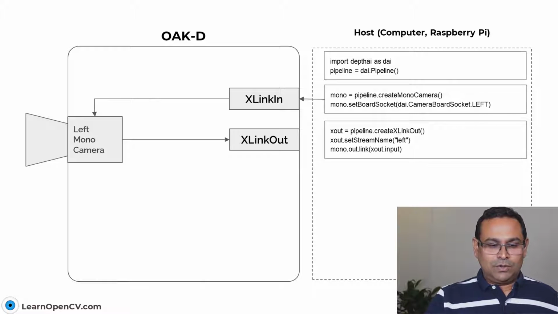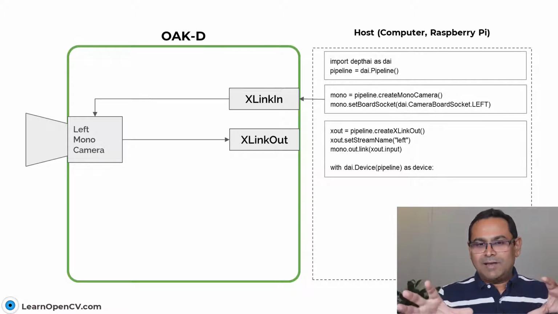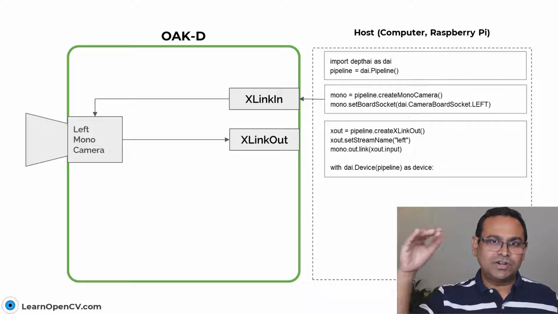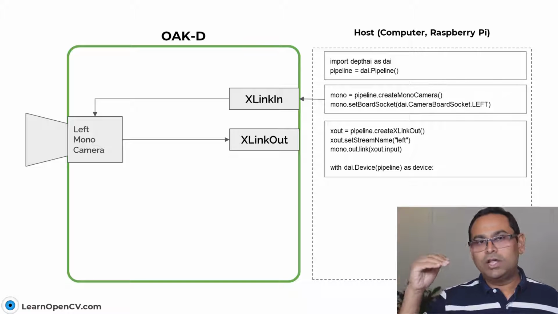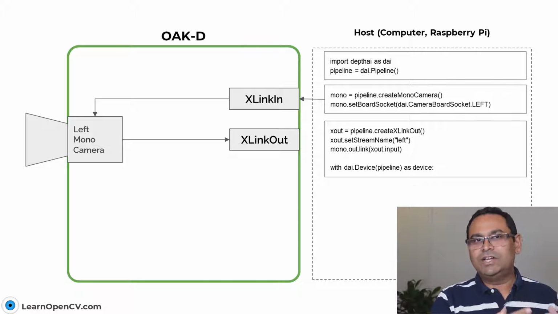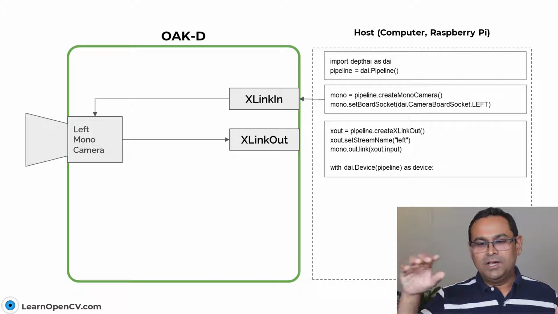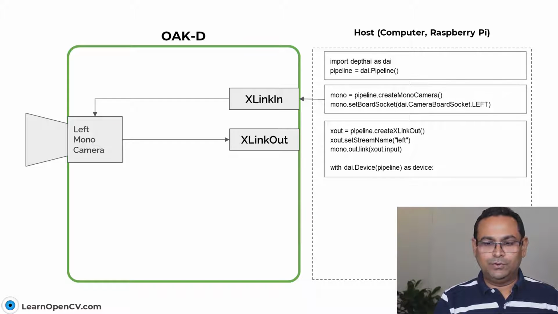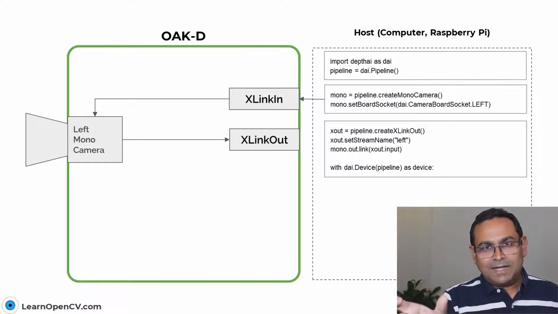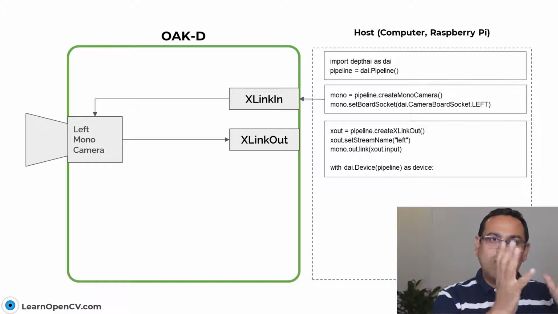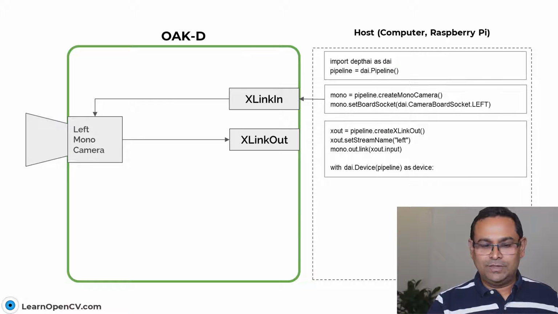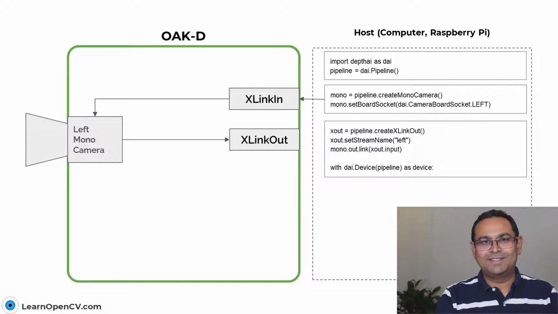Okay, so next what we are going to do is this pipeline. I actually cheated a little bit. When you were writing this pipeline, all the instructions were actually being run on the host. Even though I was showing that these things are being built on the device, they were actually not built on the device. They were on the host. But with this line of code, with DAI.device pipeline as device, we have actually transferred this pipeline onto the device. And now we are ready to query it and do whatever we want to do. I've just indicated this using this green box.